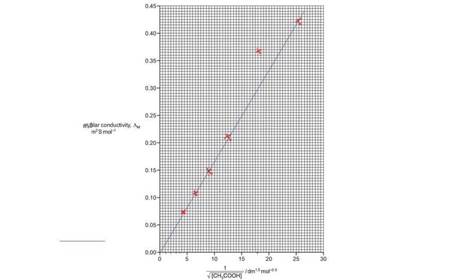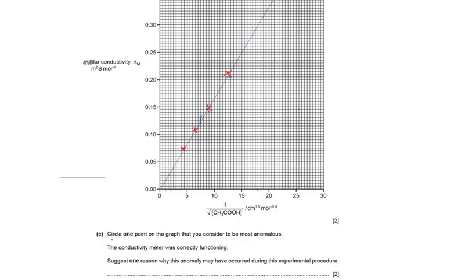So you can see here is a line passing through the origin, and you can also see that there is one point which is anomalous, which does not fit our line. So that is an anomaly point. And let's go ahead and read the next part of the question. The next part of the question says circle one point on the graph that you consider to be most anomalous. Now that we have already done.